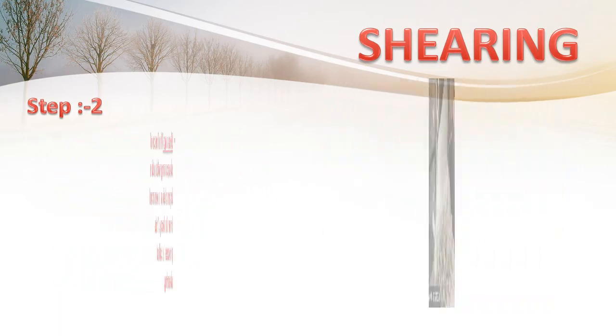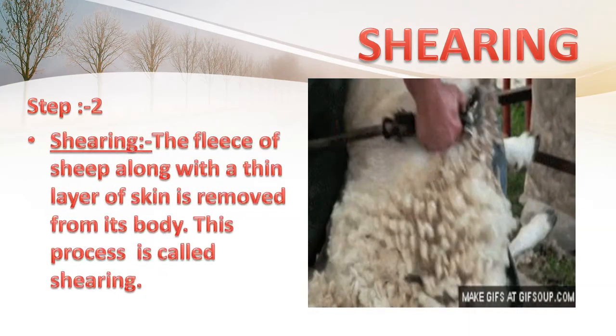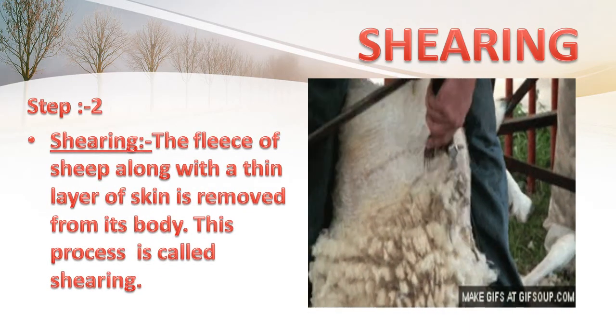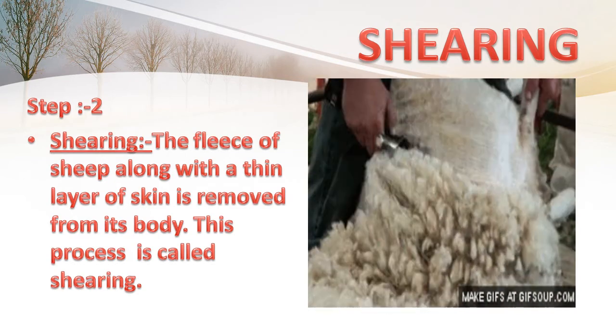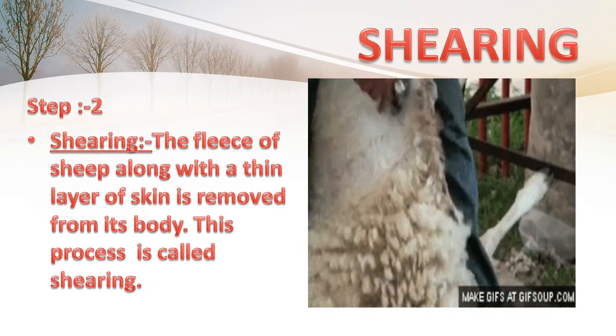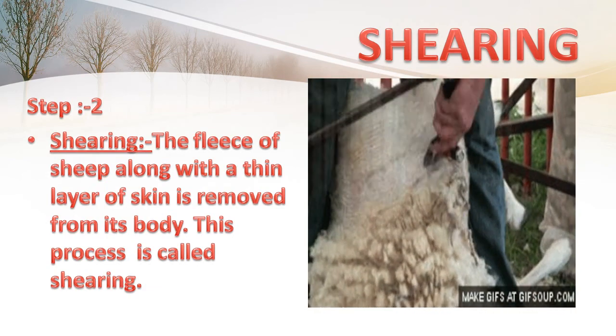The second step involved is shearing. In this step, the fleece of the sheep, that is, the hair of the sheep, along with a thin layer of skin, is removed from its body. This process is called shearing.